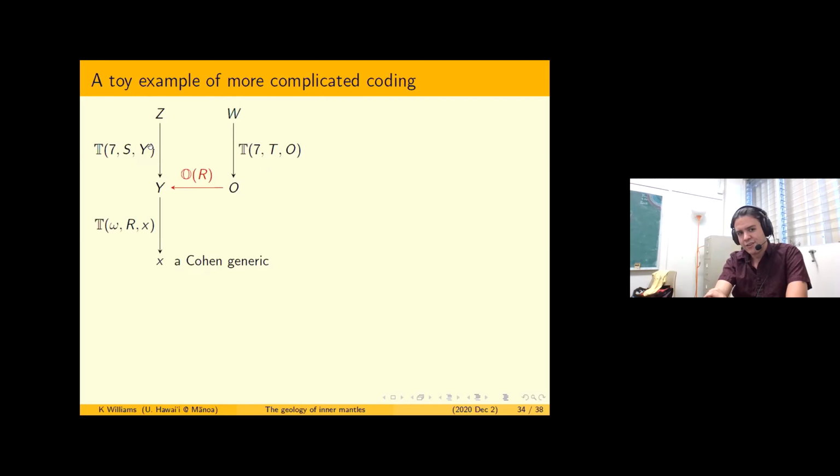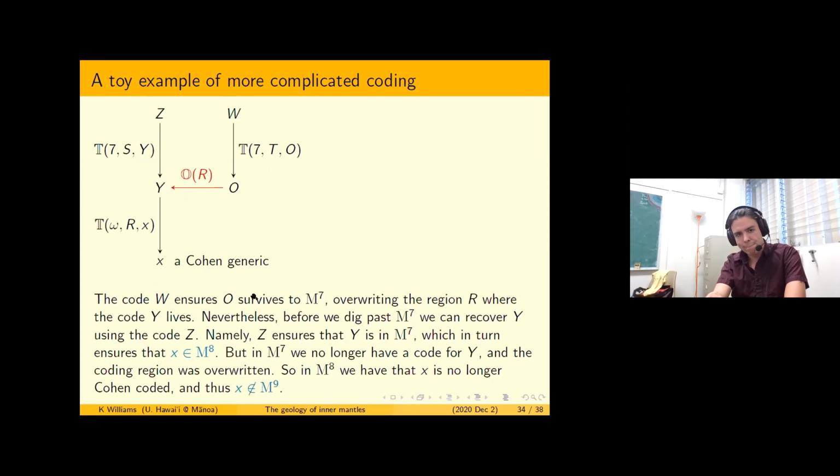We coded X really high, we overwrote this code, we coded those things, and so on. Okay. So this code W ensures the overwrite code is in the 7th inner mantle, because that's exactly what 7 height tree-like coding does. It gets you in the 7th inner mantle. So before we get to M7, we're always going to have this region overwritten. But nonetheless, we still have this code Y is definable. We can't define it by just looking at the region and looking at the patterns of zeros and ones, but we can define it by looking at this code Z.